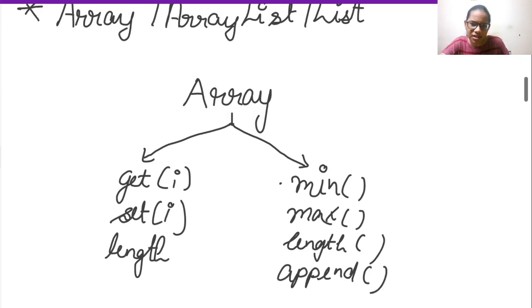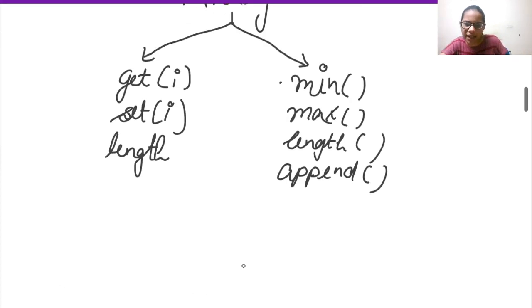And now let us talk about some arrays. If we want our array to be dynamic, there are two types of arrays. One is static.